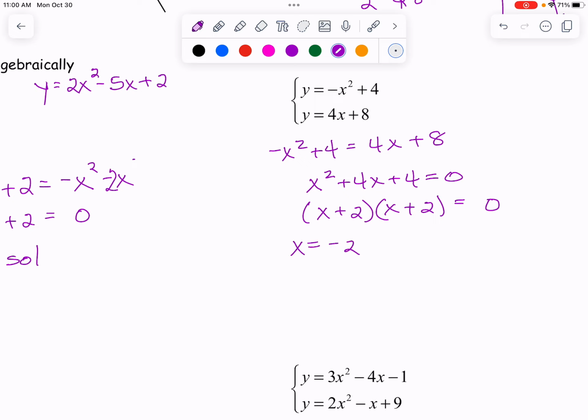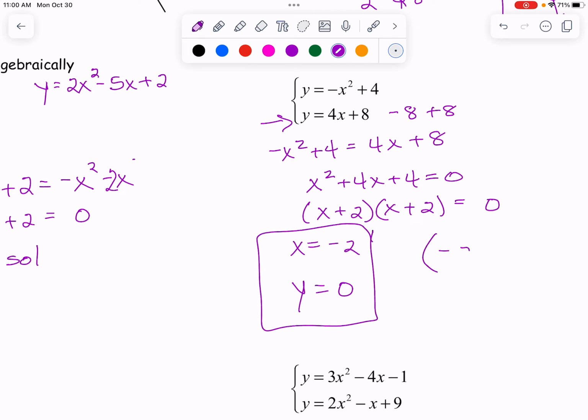Then I'm going to plug it back in to this equation right here. So that would be negative 8 plus 8. My y is going to be 0. So my solution, or my point, is negative 2, 0.